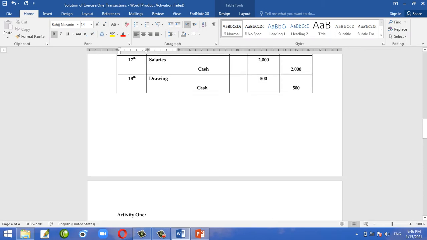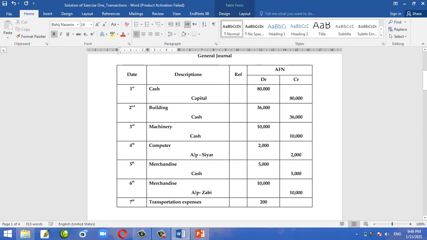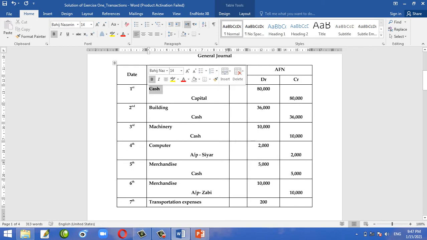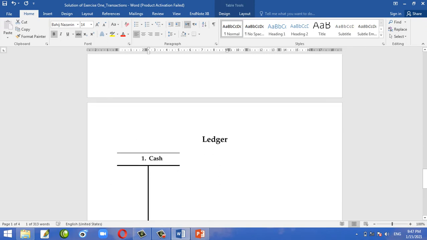Now come to the journal. The first transaction is cash, and 80,000 is written as debit. So I have to write this one. When that one is finished, I have to mark it like this. I will write here 80,000 cash. 80,000 as cash we have.